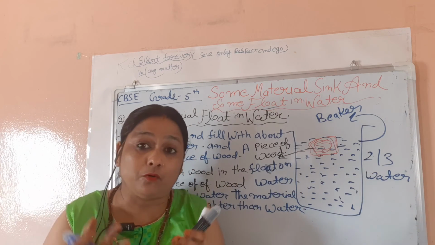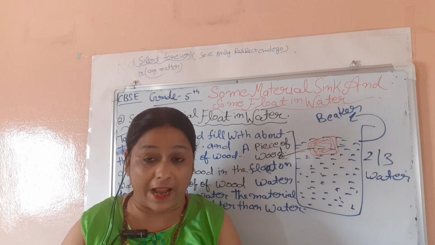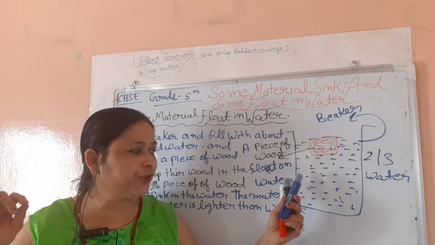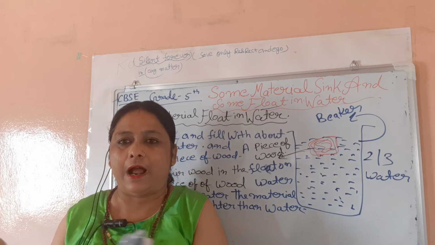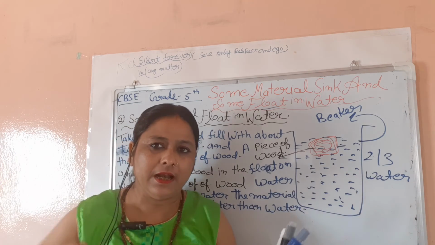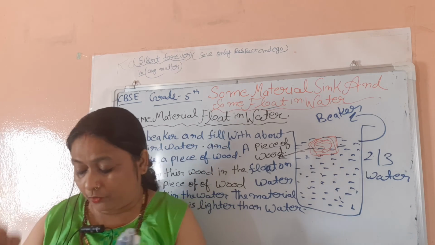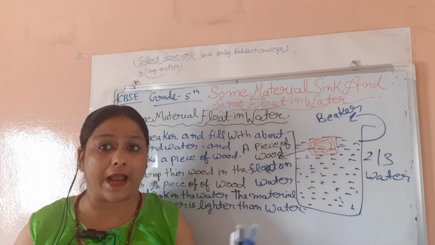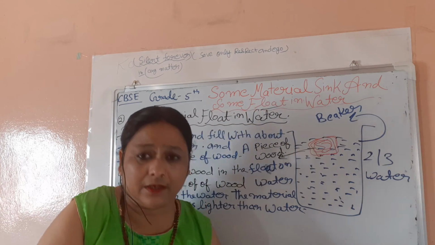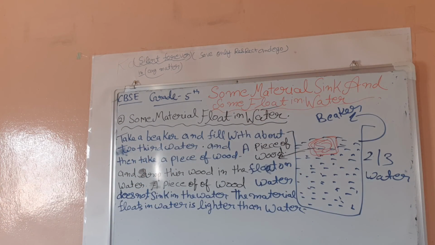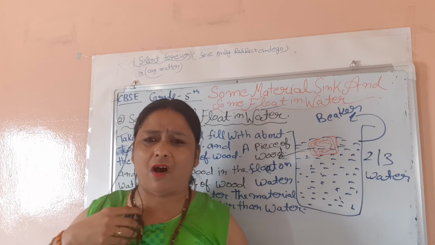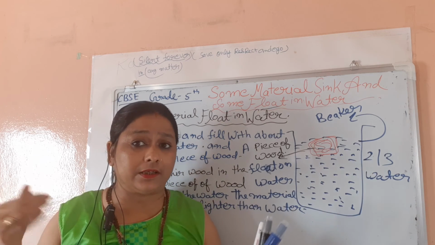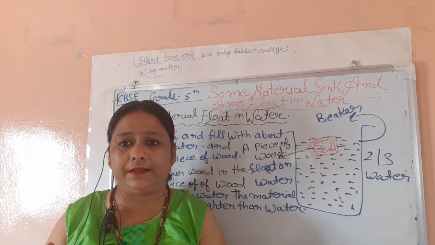Firstly, take a beaker. You can follow this experiment at home with the short description shown here. Take a beaker or some utensil and fill it with water, and drop in wood or plastic or ice. Observe that this object, like ice or kerosene or a piece of wood, does not sink in water. So this proves that it is lighter than water.